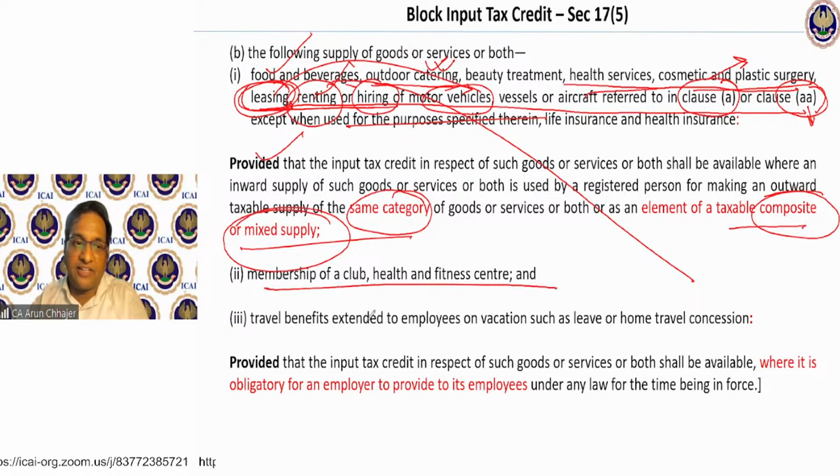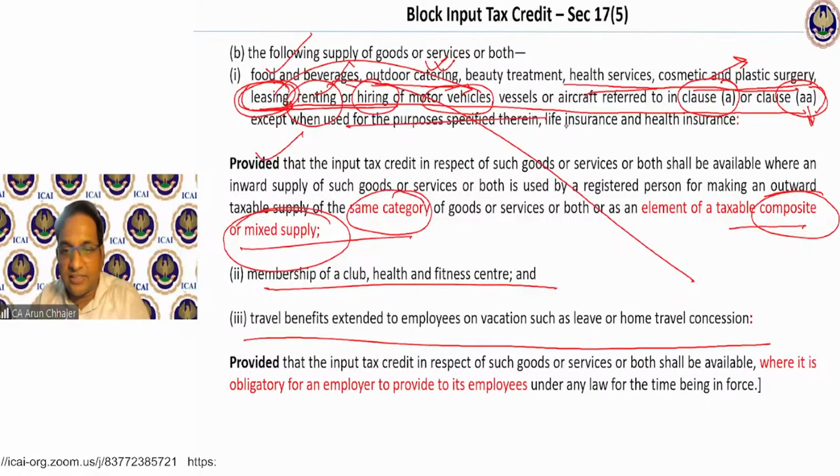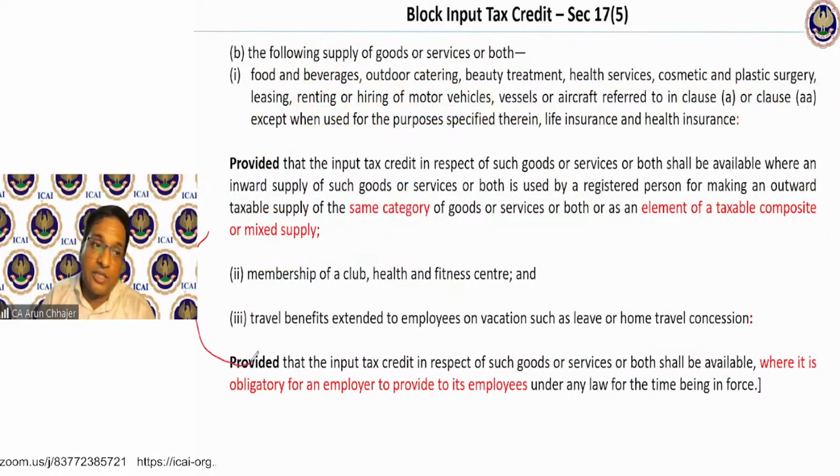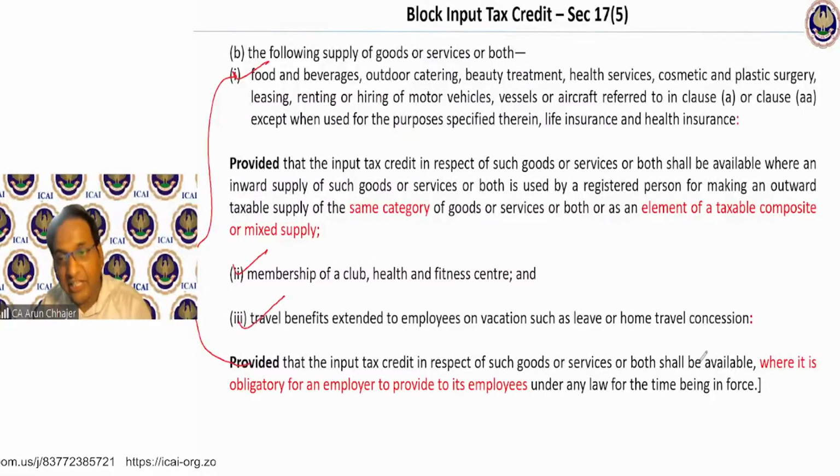Membership of a club, health, fitness center: not allowed. Travel benefit extended to employees on vacation, such as leave or home travel: not allowed. This proviso says that when it is compulsory as per the law to provide it to the employee, then you can take the ITC. They have clarified by Circular 172 that this proviso is not only limited to the third clause. It is equally applicable to subclause 1, subclause 2, subclause 3. For every clause it is applicable.